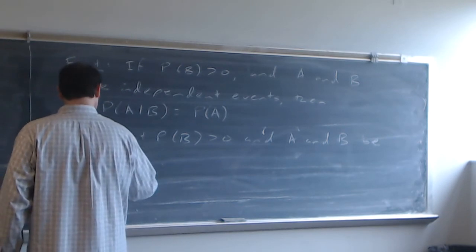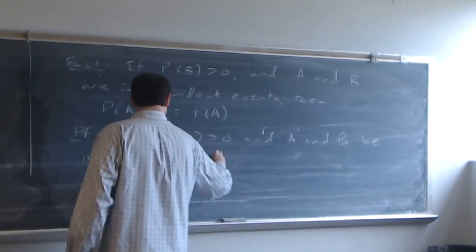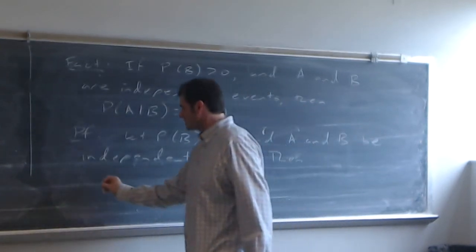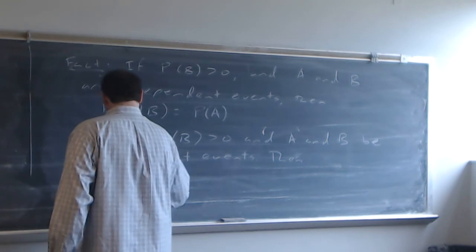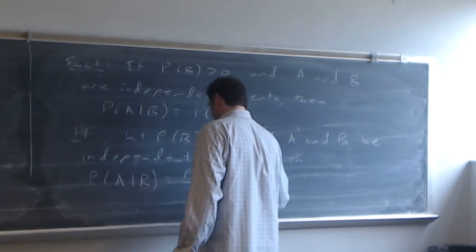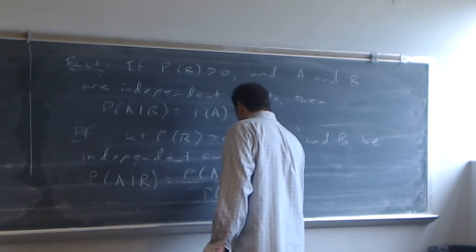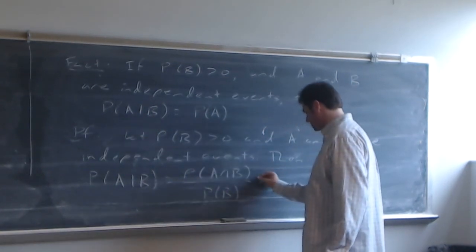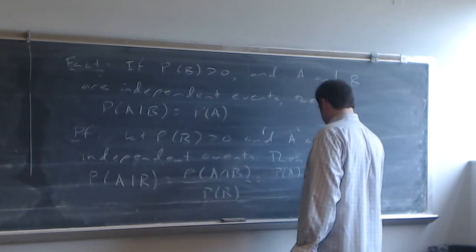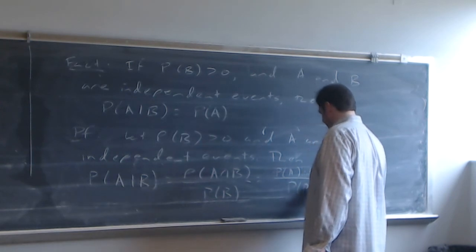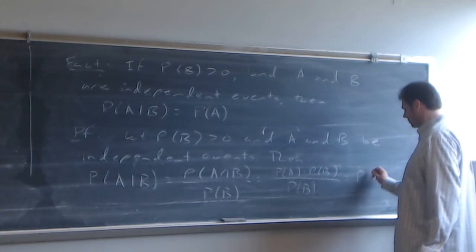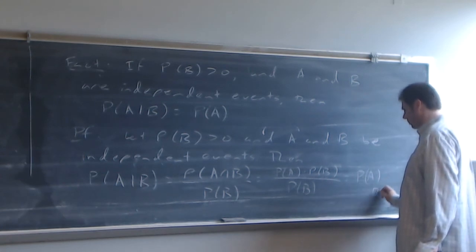This is very easy. Then, the probability of A given B, by definition, is nothing more than the probability of A intersect B over the probability of B. But since A and B are independent, that's equal to the probability of A times the probability of B, over the probability of B, and of course the probability of B over the probability of B yields 1, so we just have the probability of A. That's what we wanted to show.